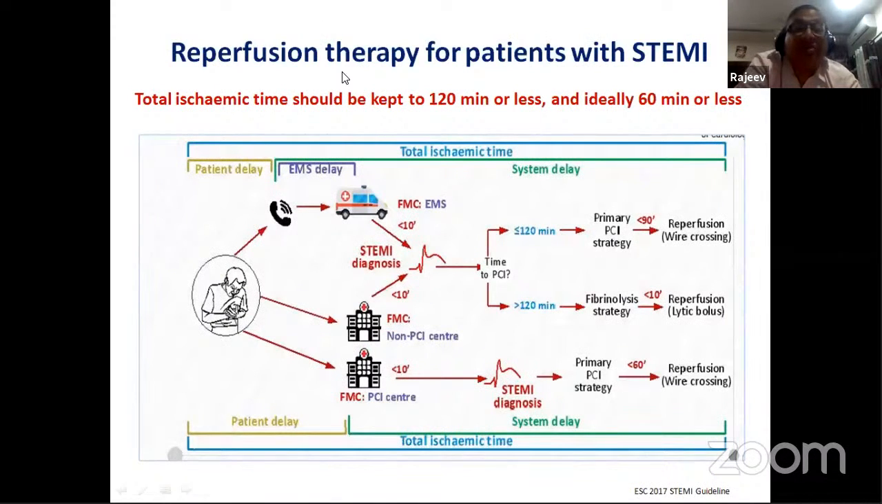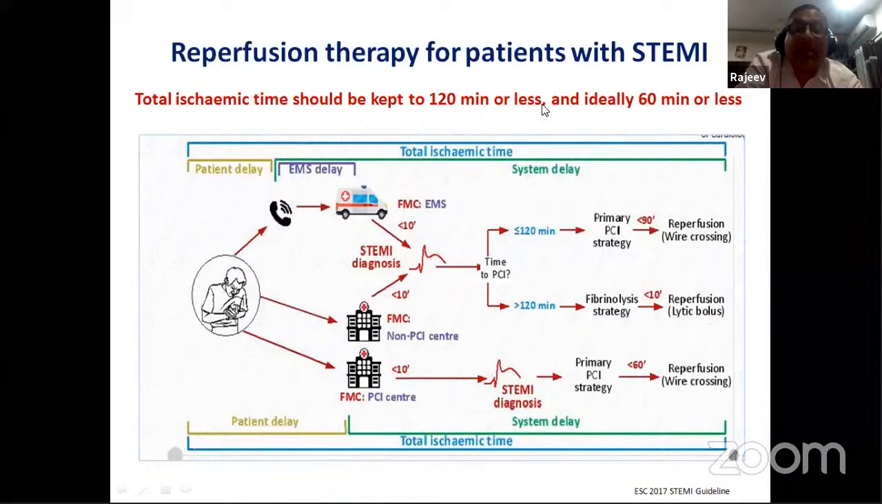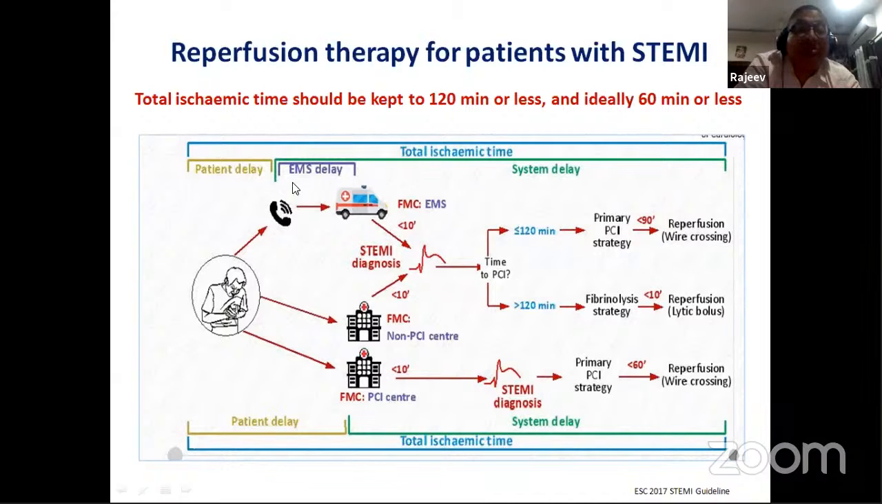The reperfusion is the key to the management of ST elevation MI. The most important thing to keep in mind is that the total ischemic time should be kept below 120 minutes if possible. This is 2 hours, and ideally 60 minutes, because otherwise myocardial necrosis starts taking place and the benefit of reperfusion is totally lost. So when the patient gets symptoms, EMS delay should be avoided. Take the patient to the emergency ambulance where we can take an ECG, give basic antiplatelet drugs and thrombolysis if possible.